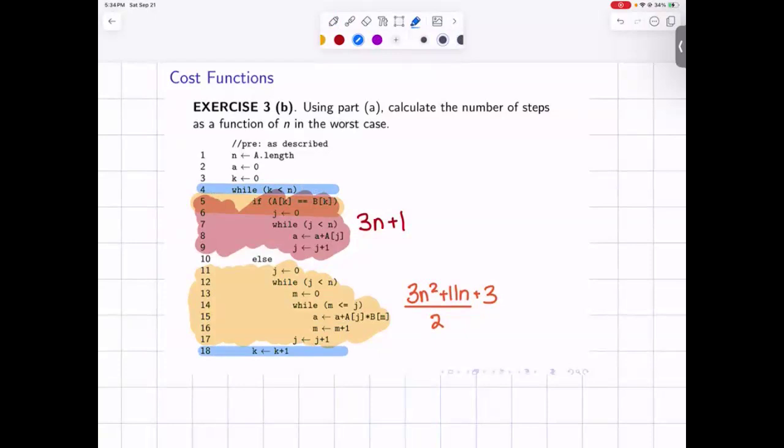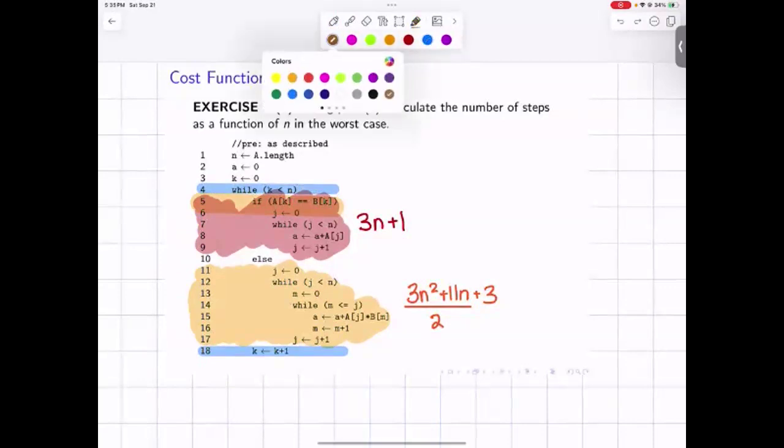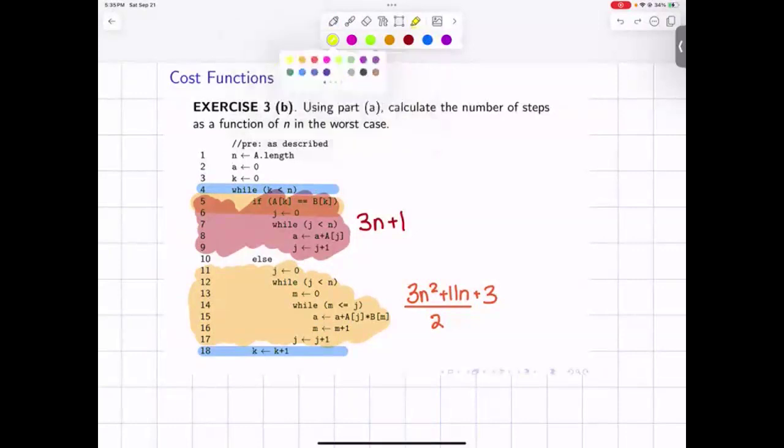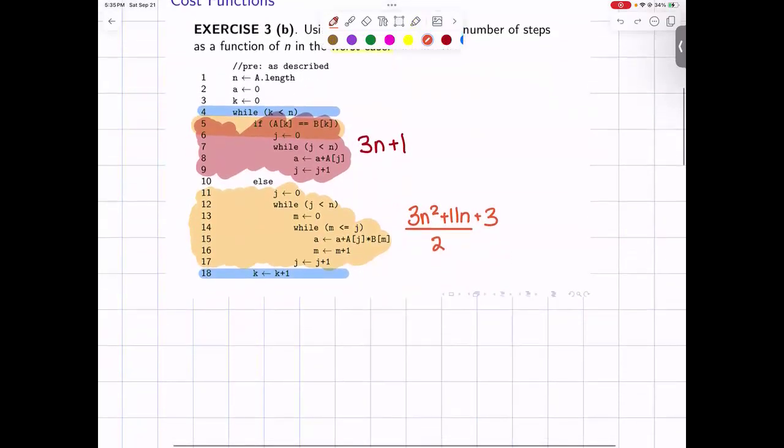But now we have to ask ourselves, how are we actually going to do this? Because we know we're not going to go into both this if and this else. That's just not possible. So instead, we're going to ask ourselves, what actually is possible to give us our worst case scenario? And so what we'll do is we will look at these two values here, and determine which one is technically more steps because we're looking for the worst case.